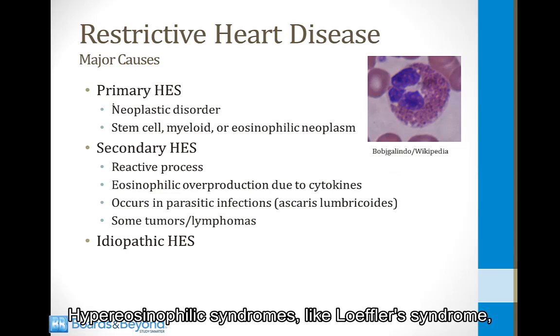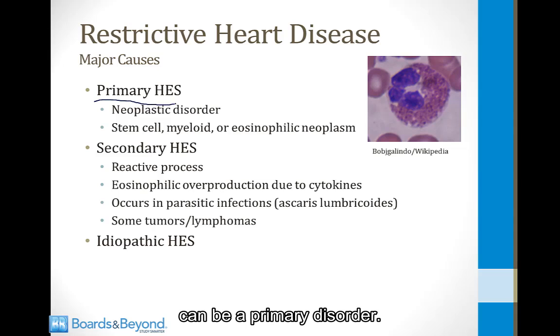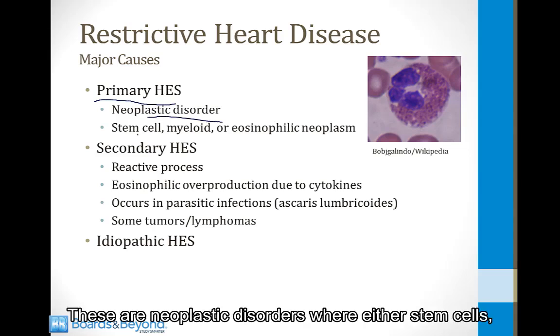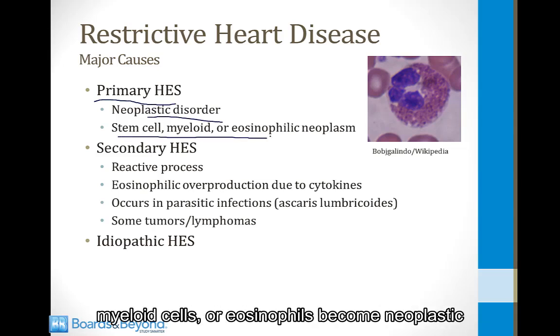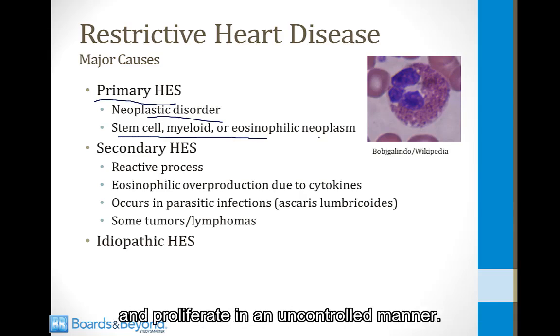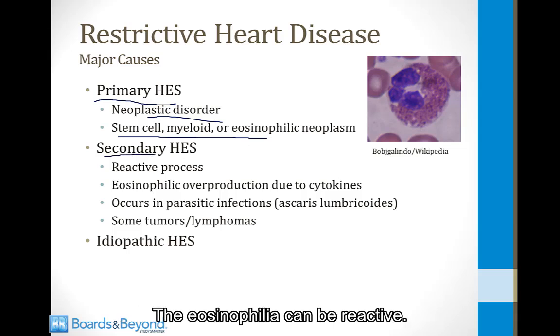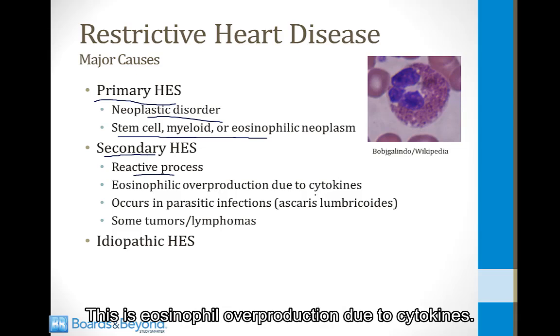Hypereosinophilic syndromes like Loeffler syndrome can be a primary disorder. These are neoplastic disorders where either stem cells, myeloid cells, or eosinophils become neoplastic and proliferate in an uncontrolled manner. They can also be a secondary disorder. The eosinophilia can be reactive. This is eosinophil overproduction due to cytokines.